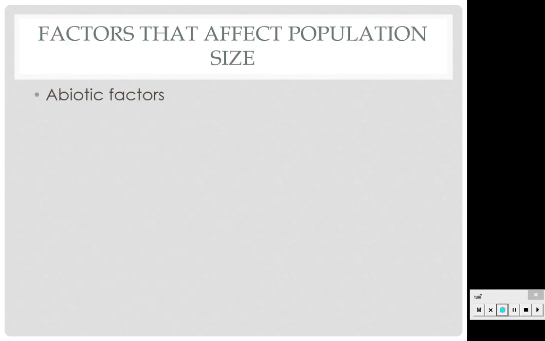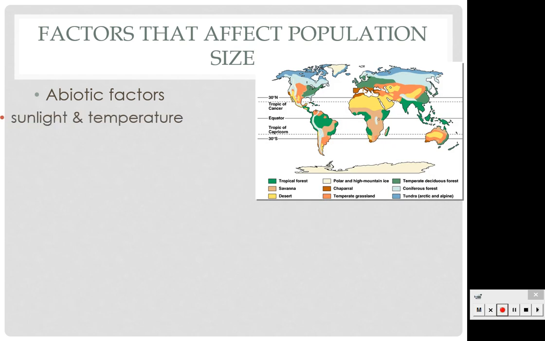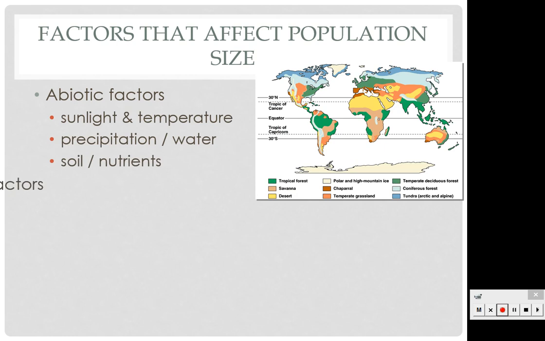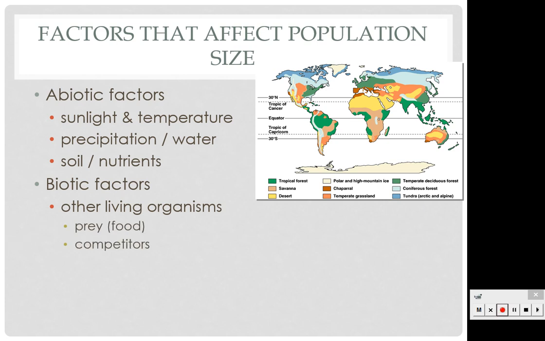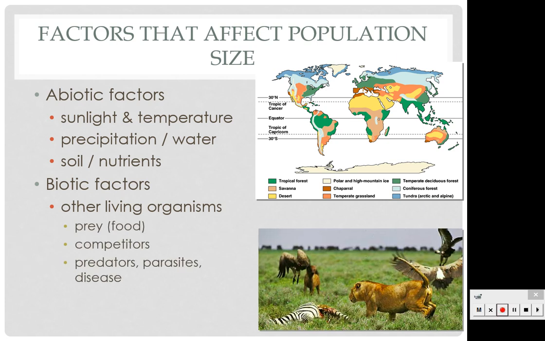Okay, factors that affect population size. Of course, you have those abiotic factors that affect population size. These are your non-living factors. Okay, so this is going to be sunlight and temperature, precipitation and water, soil, nutrients. Then you have your biotic factors. Your biotic factors include other living organisms, prey, competitors, parasites, disease. Intrinsic factors, this is adaptations.